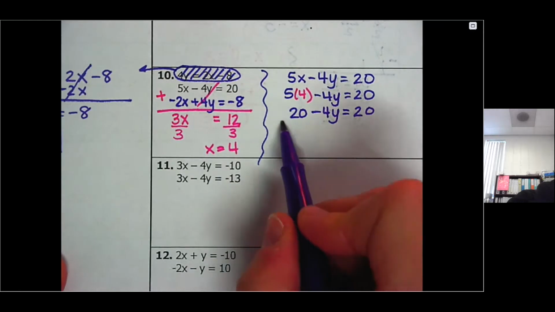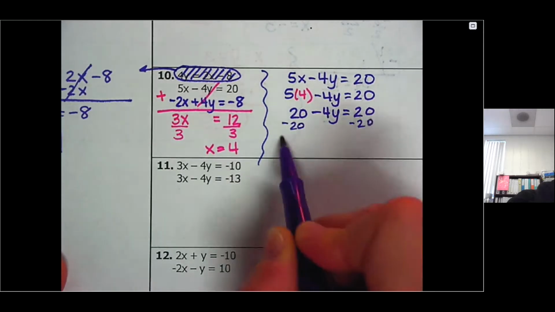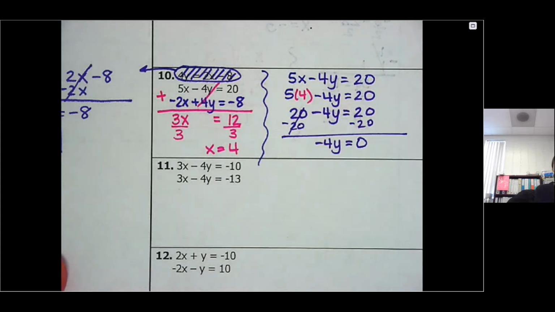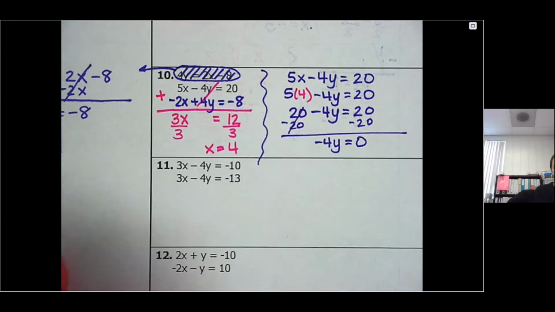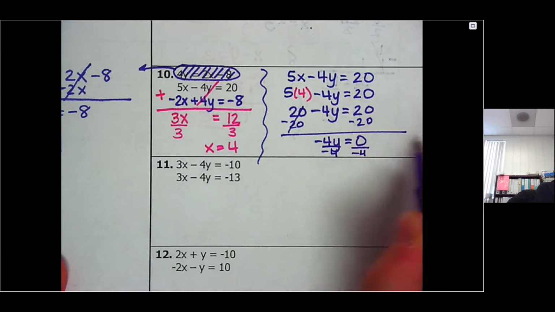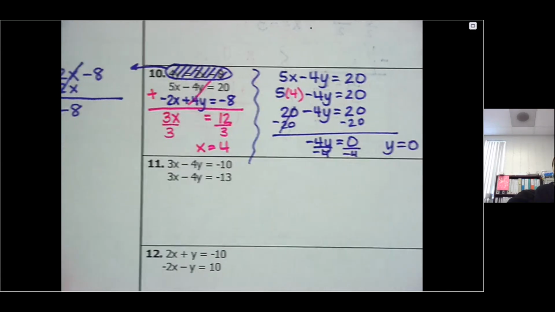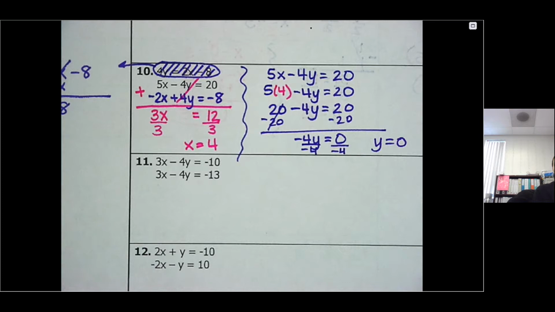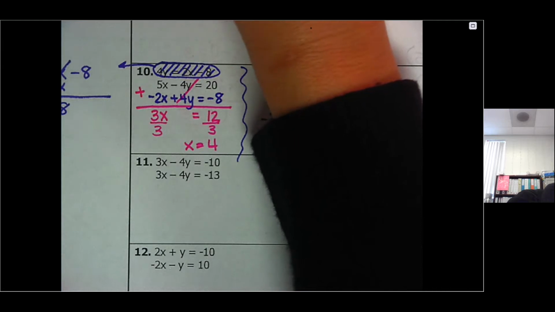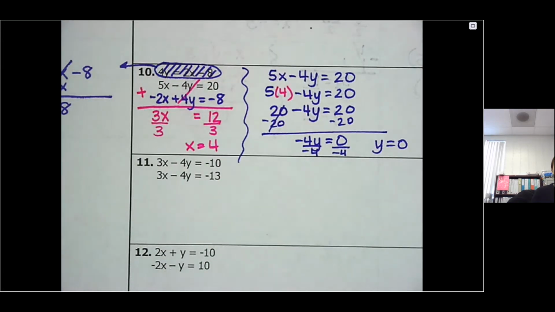And yeah, you subtract 20 on both sides. So you get 0. And then when you divide 0 divided by negative 4, what do you get? 0. You still get 0. So your y value is 0. There's nothing wrong with zeros. You're allowed to have zeros. Okay. There's the final answer. 4, 0. Okay, do I have questions so far?